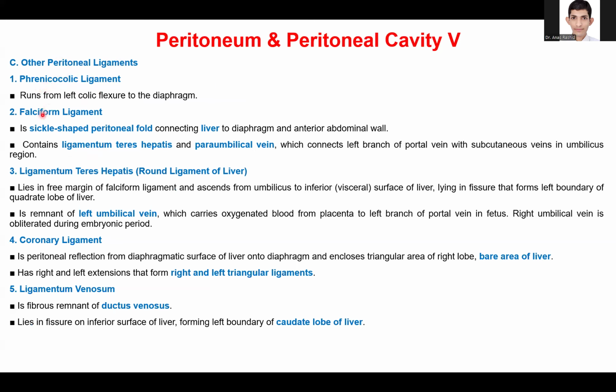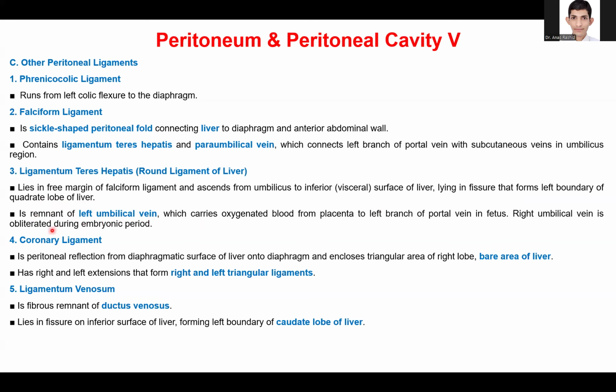the phrenicocolic ligament and the falciform ligament, which is a sickle-shaped peritoneal fold connecting the liver to the diaphragm and anterior abdominal wall. It contains the ligamentum teres hepatis and paraumbilical veins, which connect the left branch of the portal vein with subcutaneous veins in the umbilical region. Ligamentum teres hepatis, or round ligament of the liver, lies in the free margin of the falciform ligament, extends from the umbilicus to the inferior visceral surface of the liver, lying in a fissure that forms the left boundary of the quadrate lobe of the liver. It is a remnant of the left umbilical vein, which carries oxygenated blood from the placenta to the left branch of the portal vein in the fetus.